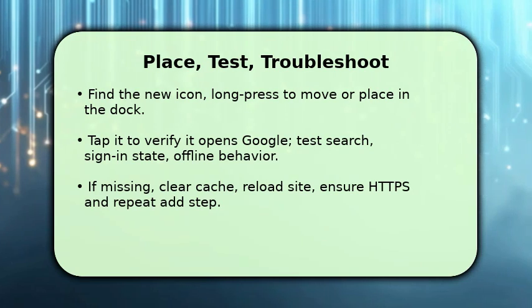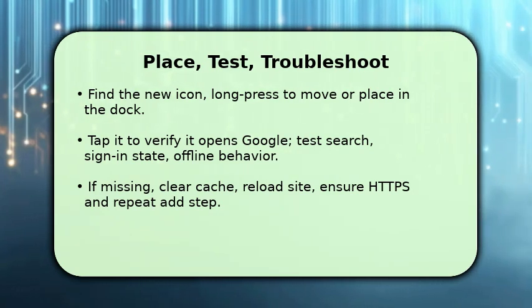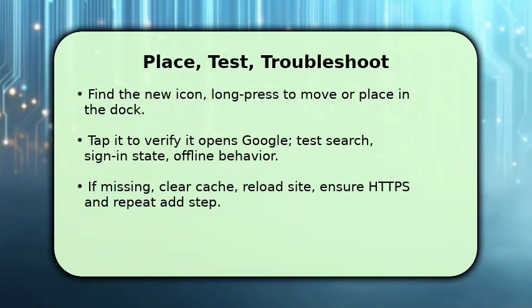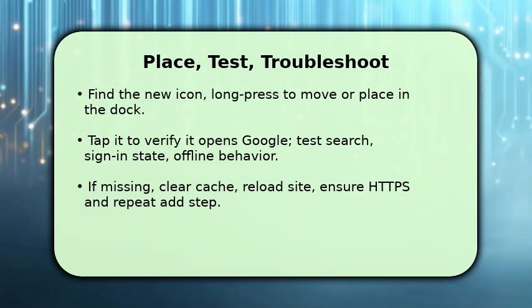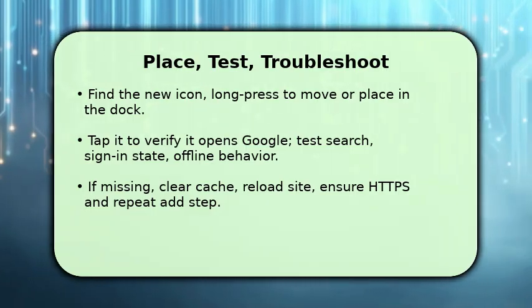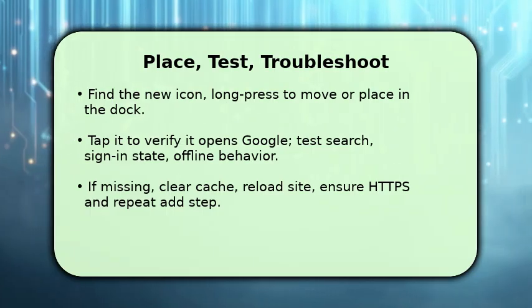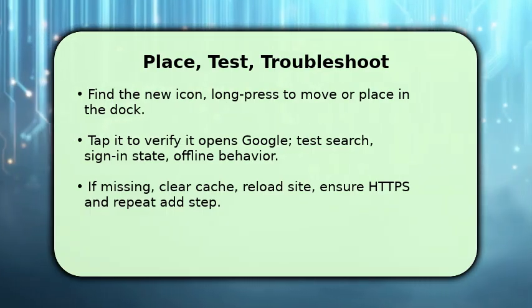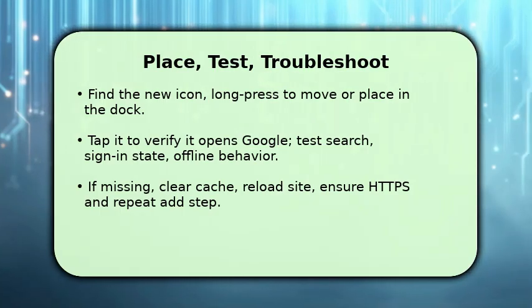After you add the shortcut, locate the new Google icon on your home screen and long press to move it, drop it into a folder, or place it in the dock for quick access. Tap the icon to test. It should open Google and preserve your sign-in. On Android, it may run like an app. On iOS, it opens in Safari.